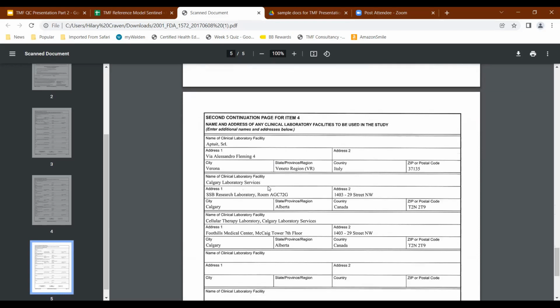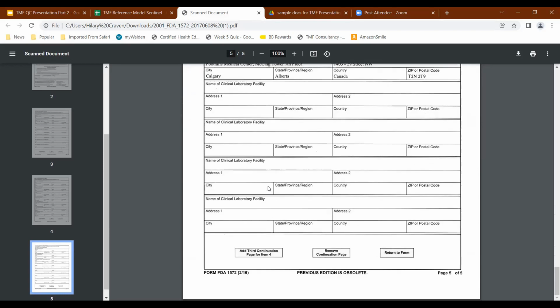And so you can see that there's a lot of items. You want to look through all the pages. And then most importantly, down here, you see page 5 of 5. That means that it's correct. It's complete in terms of how many pages there are.